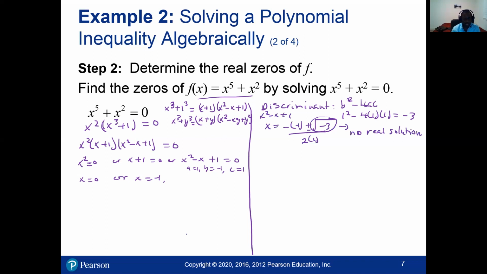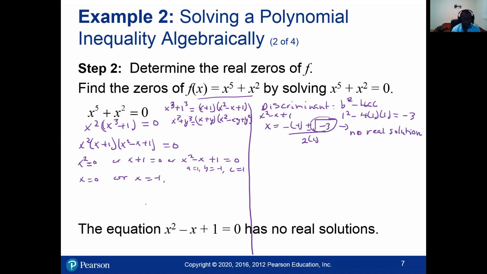So the only zeros that we have there are x equal to 0 and x equal to negative 1. Okay, so that's step 2.